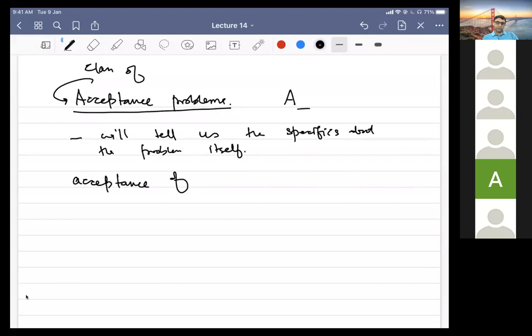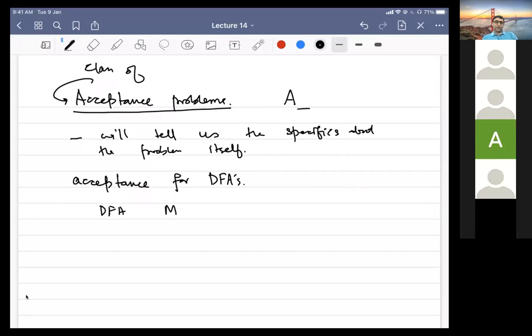Okay, so the first problem that we tackle today is the acceptance problem for DFAs. This means that if I give you a particular deterministic finite automaton, let's say I give you a finite automaton DFA, or let's call it B, because B would be used several times. Suppose B is a finite automaton. So the question is, given this finite automaton, is it possible to know whether a string W, any particular string W, is accepted by B or not?